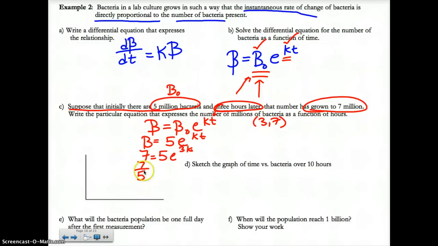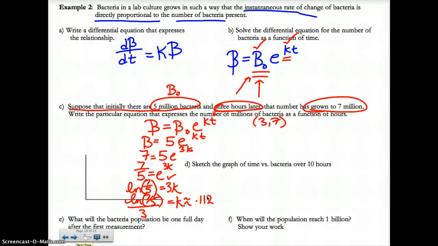Well, just like on the last one, I divide. I take the natural log of both sides, which is going to undo the e. It's just going to leave me with 3K. And note, I have that similar pattern here where I end up doing the natural log of 7/5 divided by 3 is my K. And if you go do that on your calculator, I'm not quite sure what you get with that one. Let me take a look here. It looks like you get 0.112 for your K for that one.